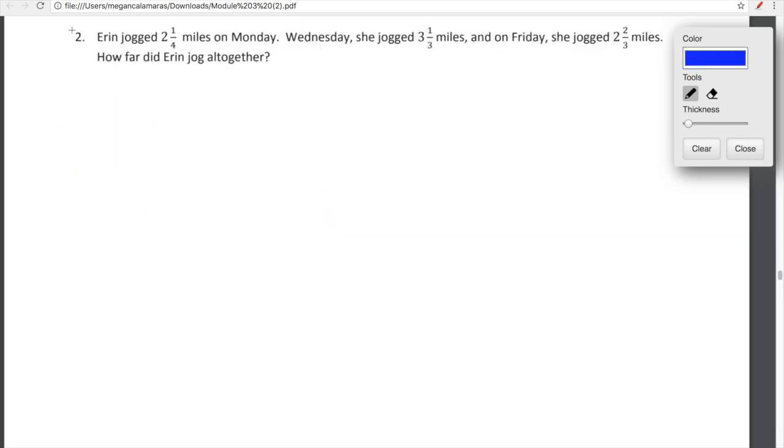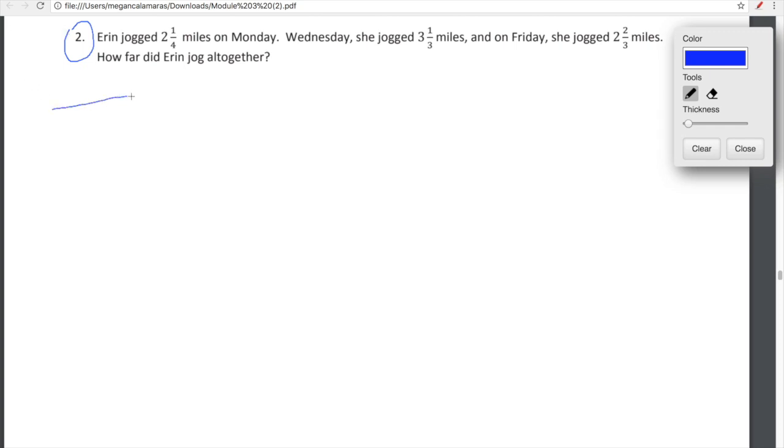Look at just a very simple word problem. Erin jogged 2 1/4 miles on Monday. Wednesday, she jogged 3 1/3 miles. And on Friday, she jogged 2 2/3 miles. How far did Erin jog altogether?